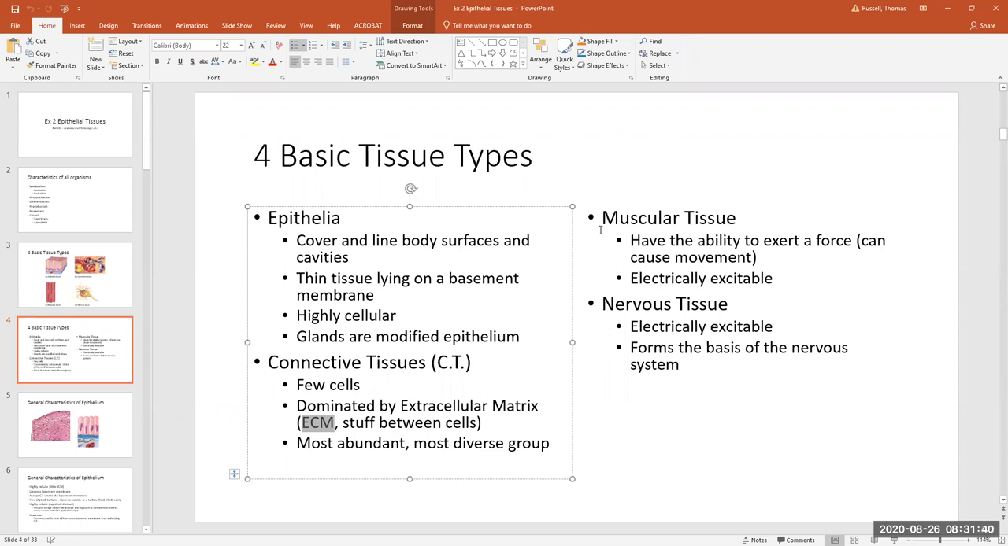But smooth muscle is found in places like around your stomach. It's found lining a portion of the uterus and female reproductive tract. It's found around your blood vessels in your body. So it's located in several different places.